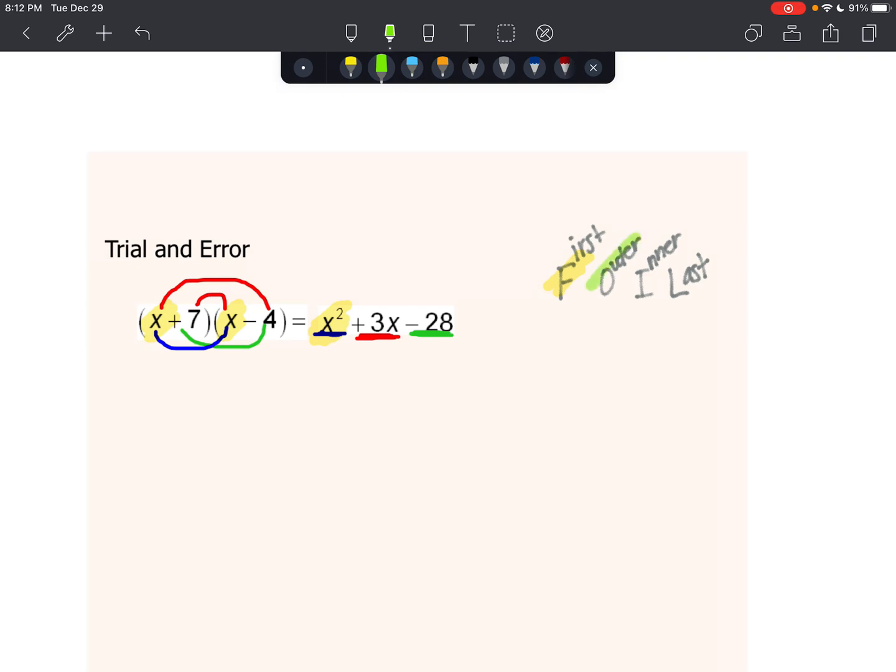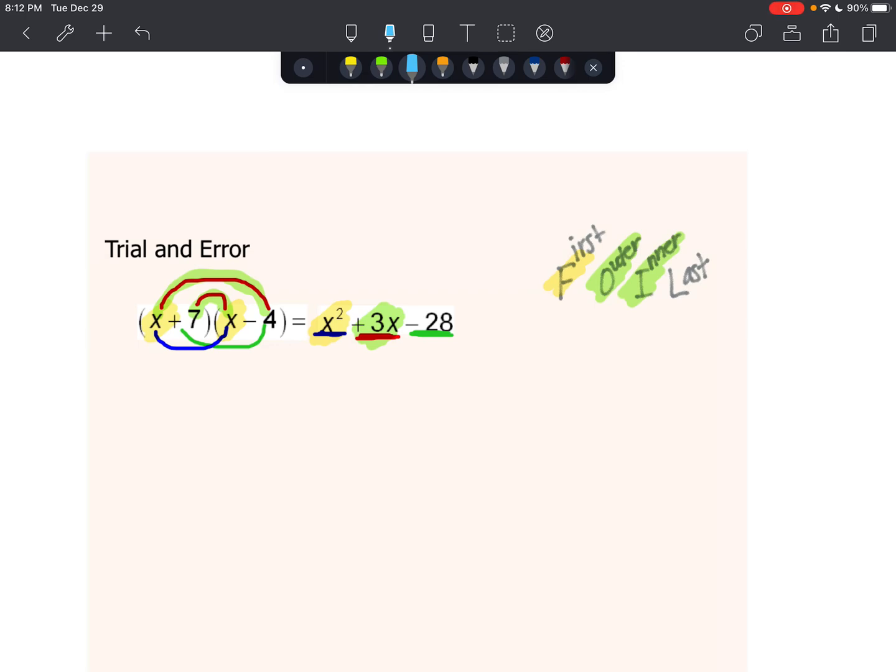And then we have our outer. Here's our outer right here, the outer and the inner. I should come up here and do this because I did it up there. There we go, outer and inner. The outer and the inner is where the middle term of the trinomial comes from.